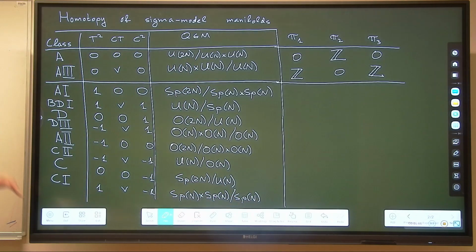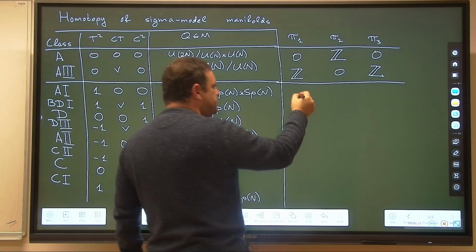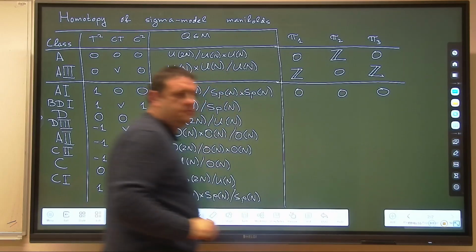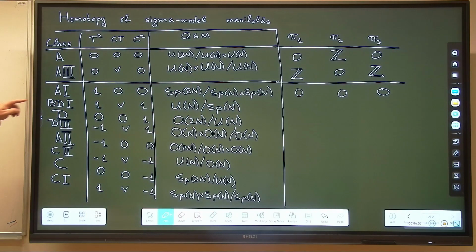Now, about these 8 classes. This is a bit trickier. So class A1 orthogonal is the most boring one. It has 0, 0, 0. Nothing happens. Class BD1, chiral. Oh, that's easy, actually.